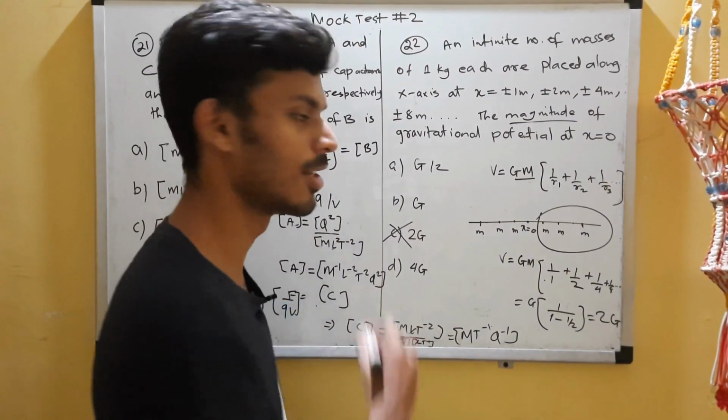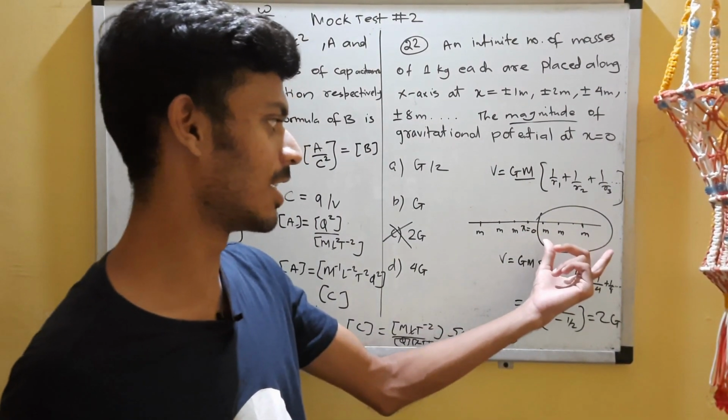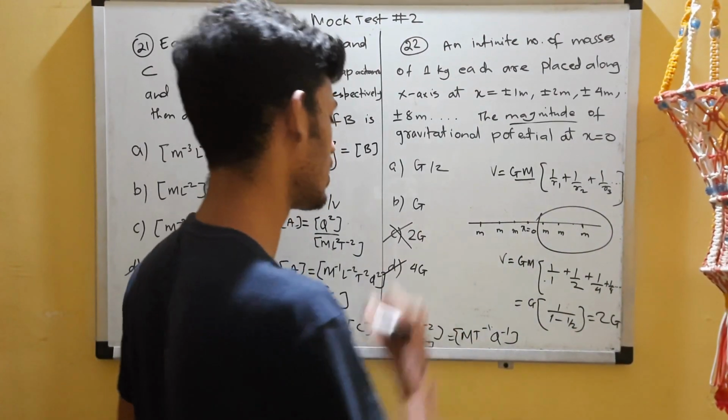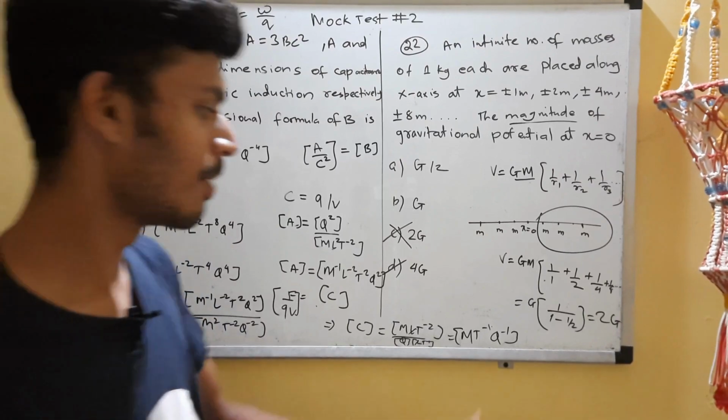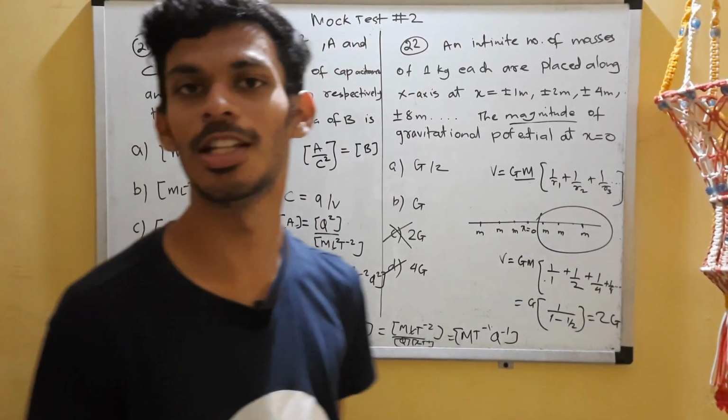So that is not the answer because we have to multiply it by 2. This is the potential due to all these masses. We have to multiply it by 2. So 4G is the correct choice over here. Please keep that in mind. So that's all from these two questions.